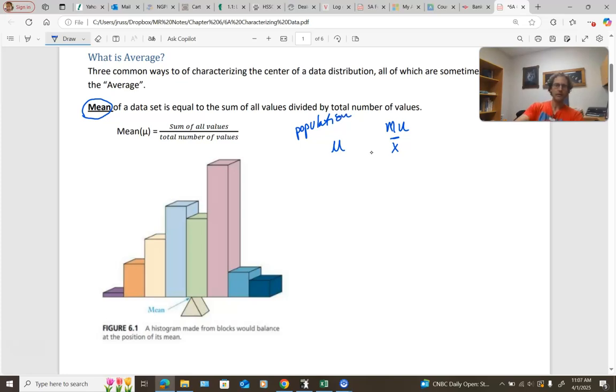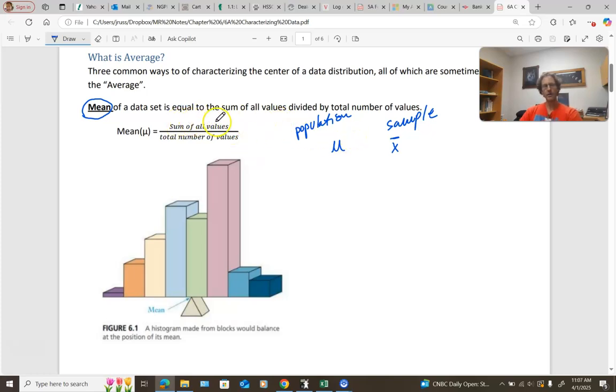And then x bar refers to the average of a sample. Okay? And so we'll basically be working with x bar because we're going to be working with sample data. Okay? But if you were given data and it was supposedly from a population, then the mean would be denoted as mu. Okay? So just remember that difference there. And so how do we find the mean?